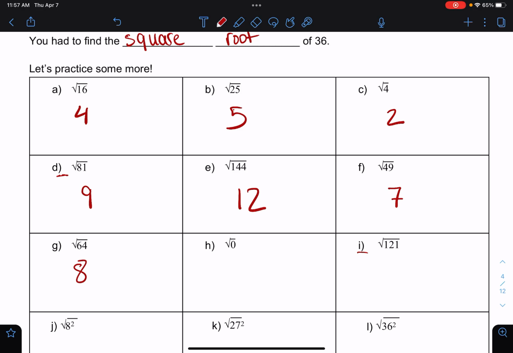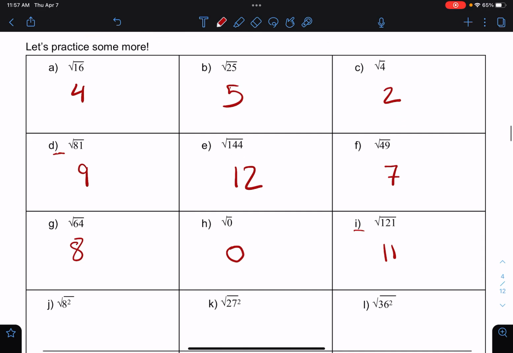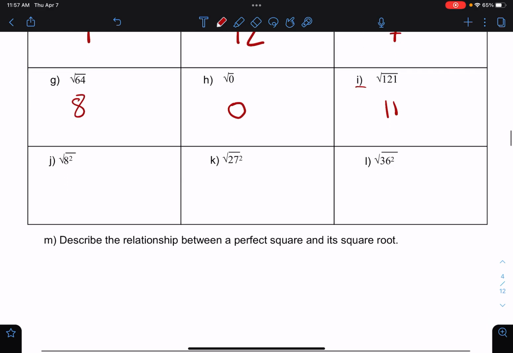The square root of 0: what times what equals 0? Technically, 0 times anything is 0, but the square root of 0 is 0, because 0 times 0 is also 0. The square root of 121: 11 times 11 is 121, so the square root of 121 is 11. Now J, we have the square root of 8 squared. That's how you would say it, the square root of 8 squared.